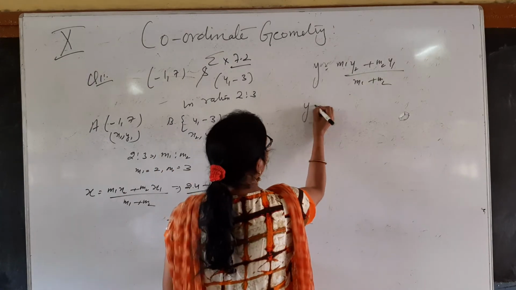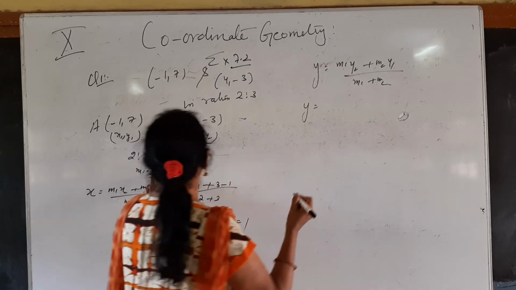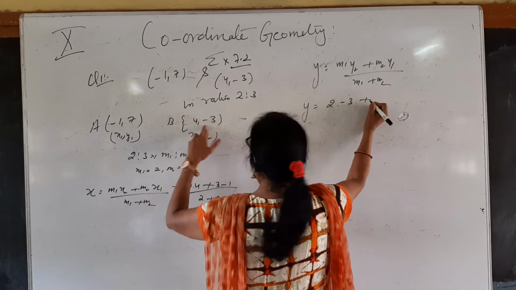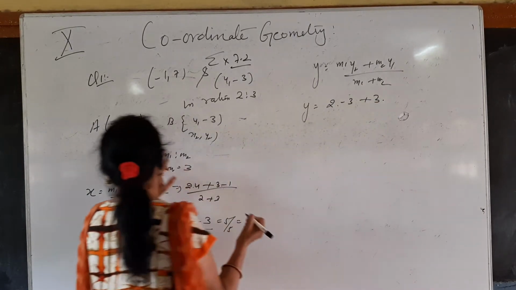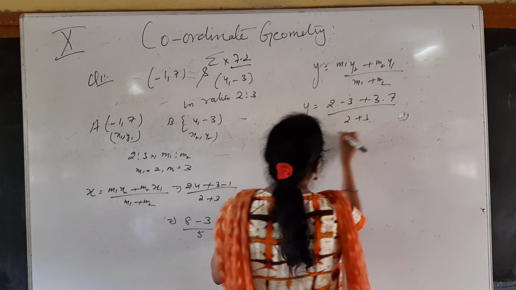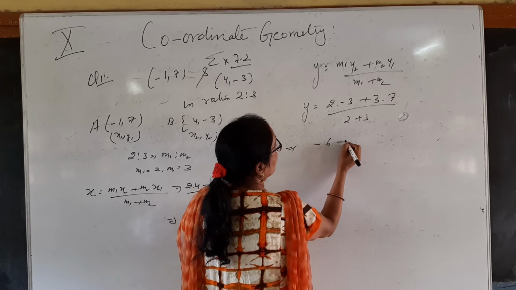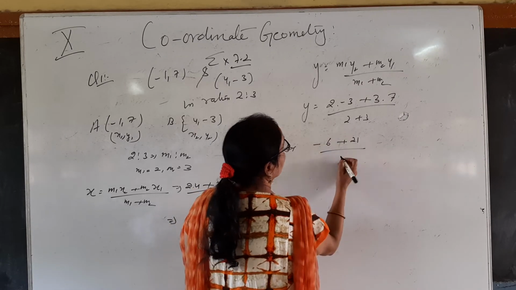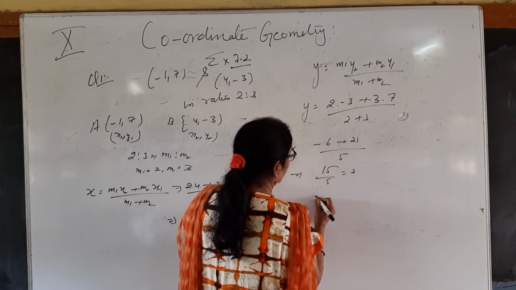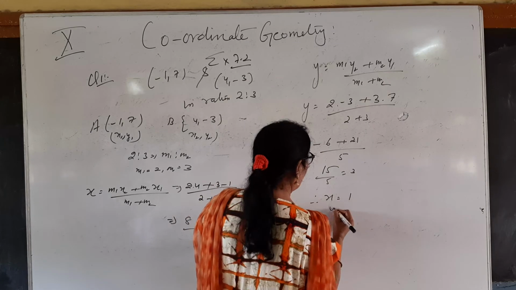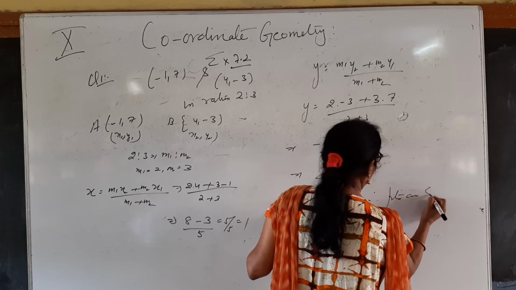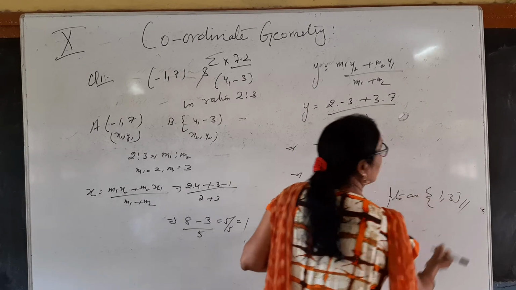Now y equals, m1 is 2, y2 is −3, plus m2 is 3 and y1 is 7, upon m1 + m2, 2 + 3. So we will get here (−6 + 21)/5, or here we will get 15/5, that is 3. So therefore x is equal to 1, y is equal to 3. Therefore the point is (1, 3).